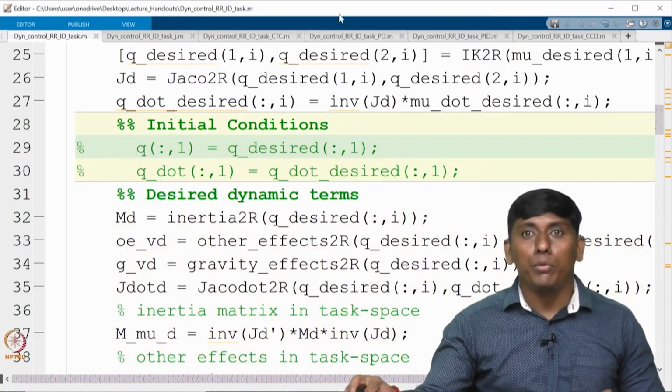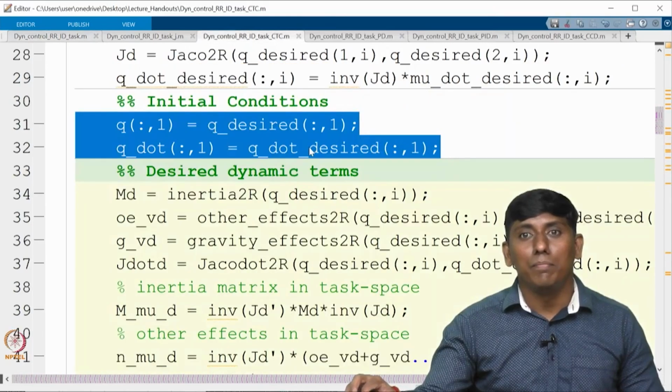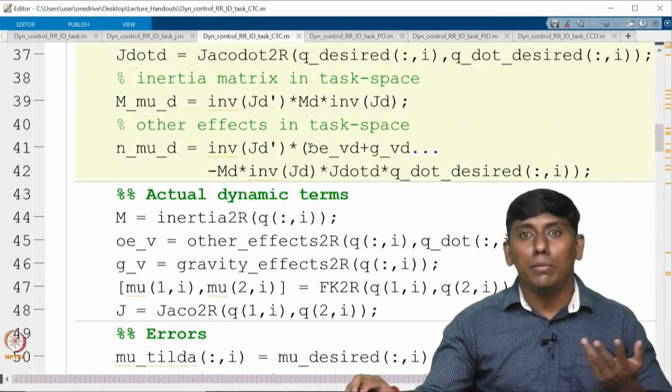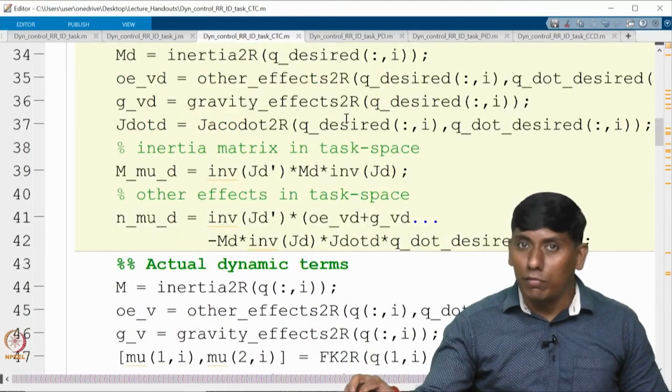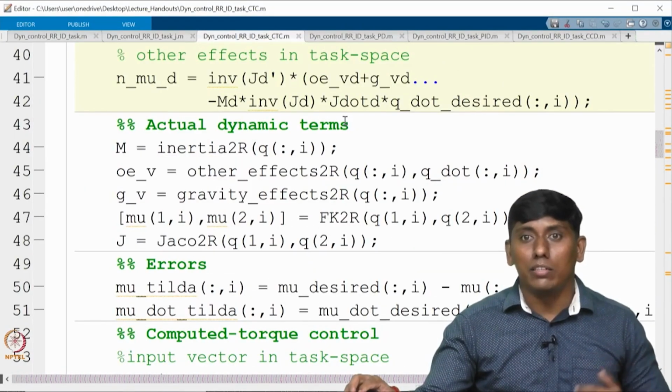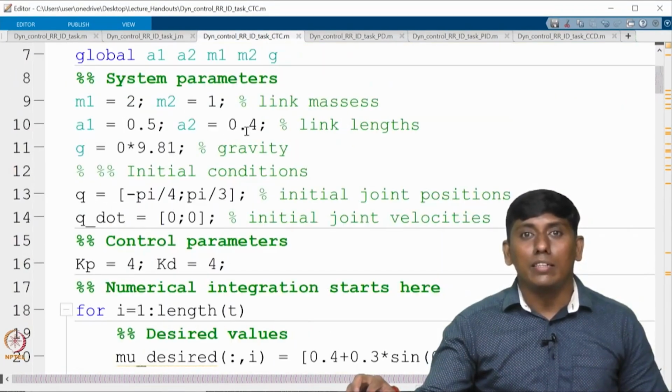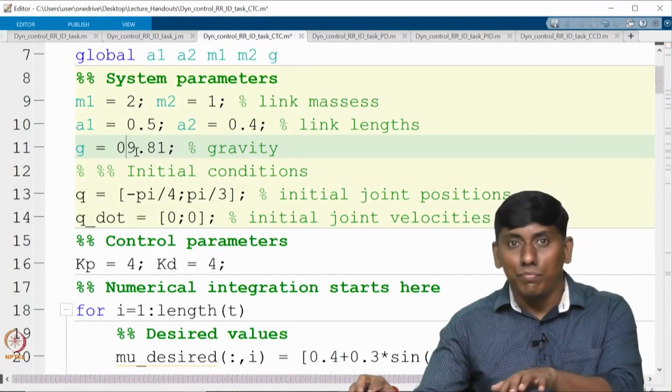Now I hope you are clear why the CTC has come. Now if you want to improve the system even further, assume that the other effects are not compensated, you imagine that, okay. So now I am looking at the case where gravity is there, okay.